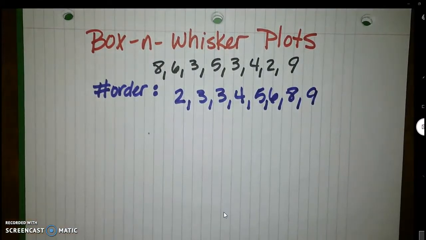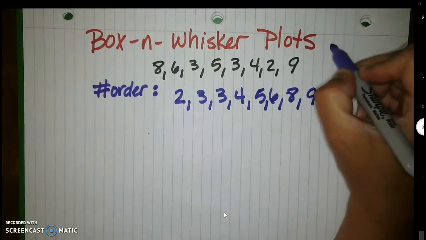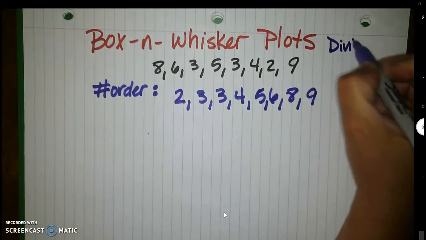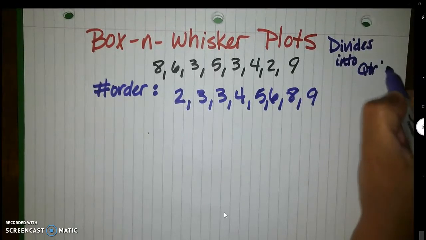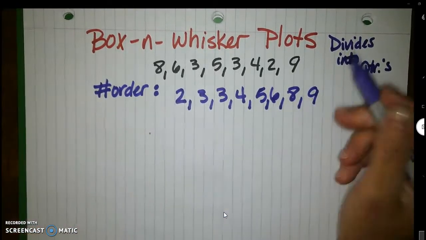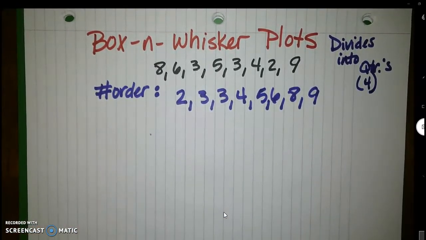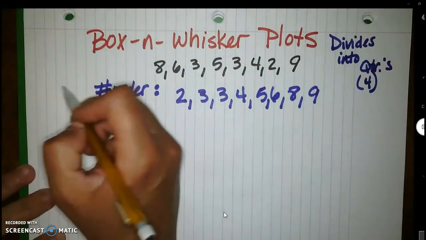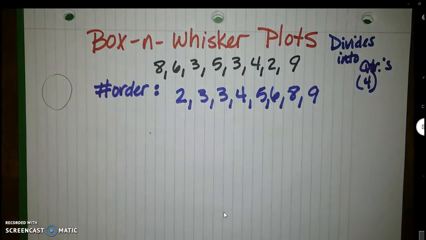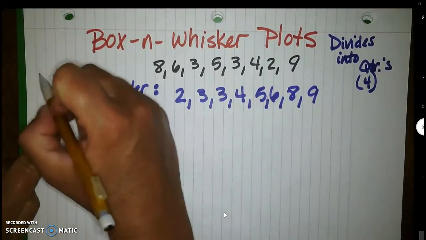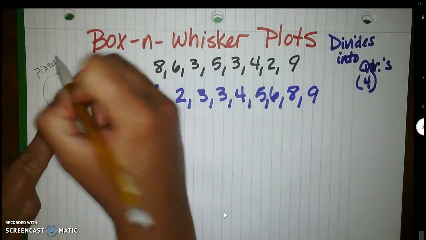Now, what a box and whisker plot does is it basically divides your data into quarters. It divides it into 4s, okay? So quarters are 4. We're just going to split this data into 4s. So imagine if you had a pizza, right? And you're going to split it into 4. You're going to split this pizza with 4 of your friends, okay?